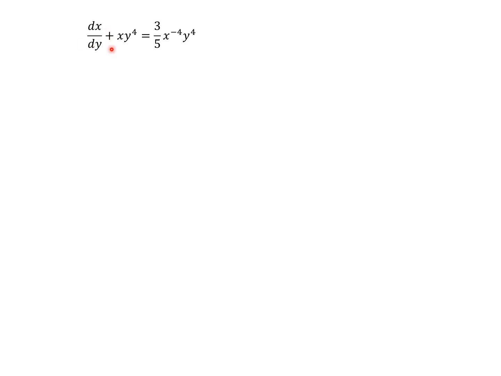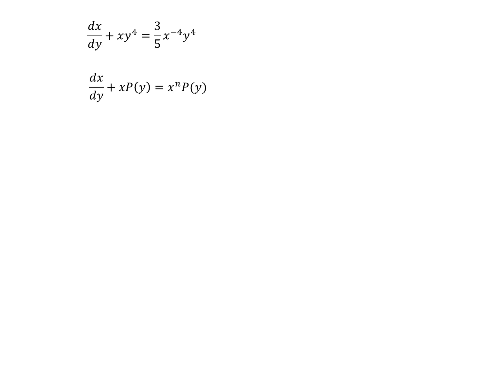dx/dy plus xy to the 4th is equal to 3 over 5 x to the negative 4 y to the 4th. Will it take the form of this DE? dx/dy plus x p of y equals x to the n q of y. Now remember, the roles of x and y here are reversed, unlike in our previous example. This time, this is a Bernoulli in x.